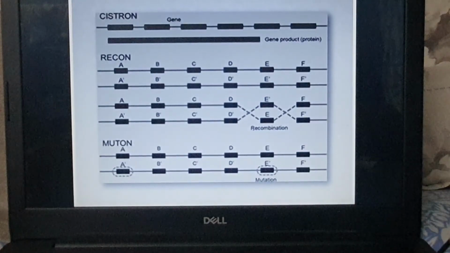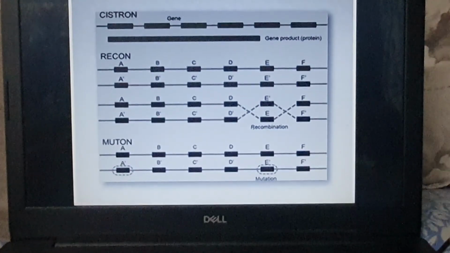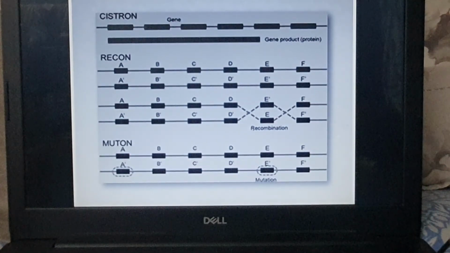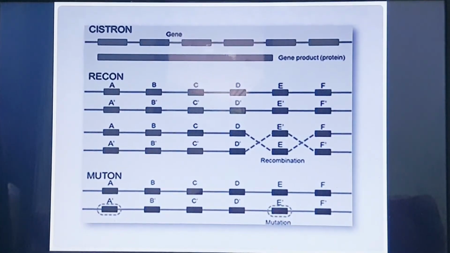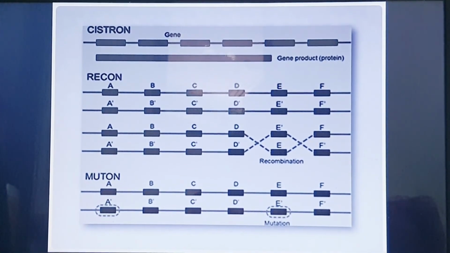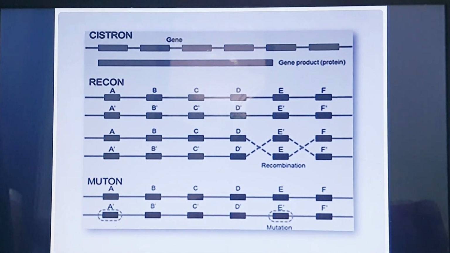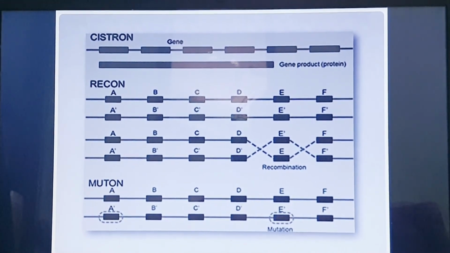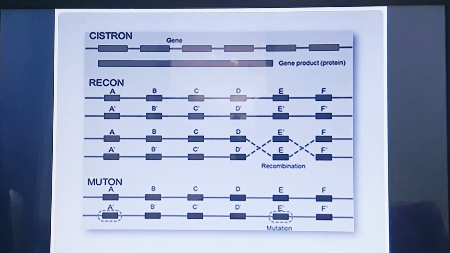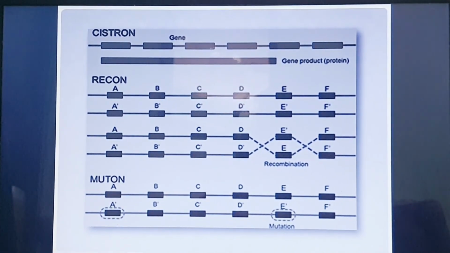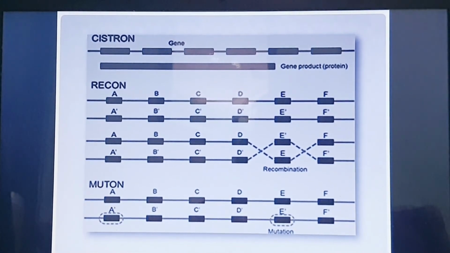Now we will see cistron, recon, and muton as per the photo. You can understand the cistron part, that is the unit of function. The recombination unit is recon, in which we can see E prime and E where recombination is occurring. Then there is muton. In this muton section you can see A gene and E gene where mutation has occurred and they have become A prime and E prime. This is how mutation occurs and the gene gets changed. So we have completed the modern concept also.